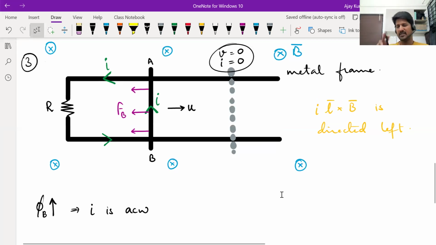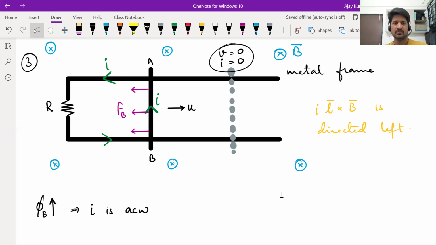Actually, we can frame many interesting questions out of these. In place of resistance, if you put a capacitor, something interesting will happen. Like if it's a charged capacitor, it will try to get discharged. Then there could be current in the reverse direction. Such things could happen. We'll discuss those situations later.